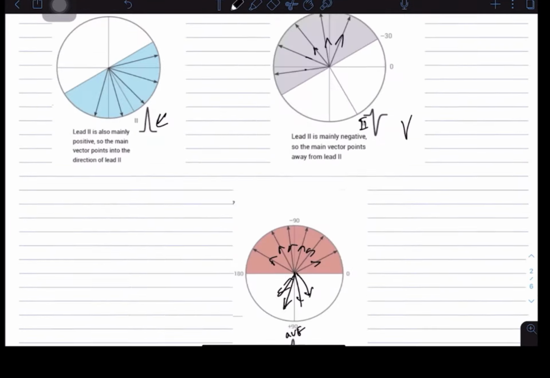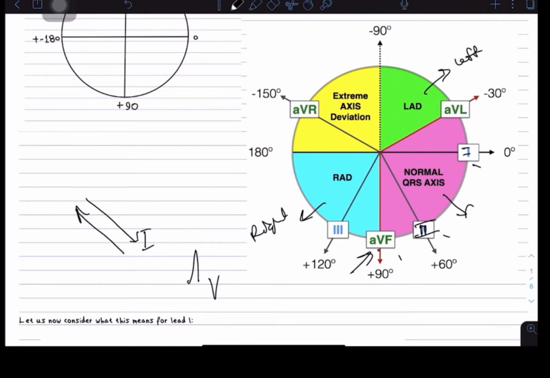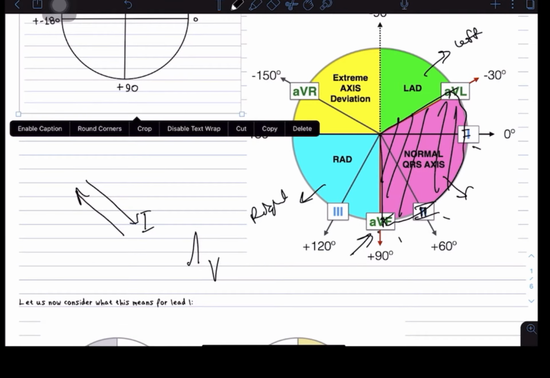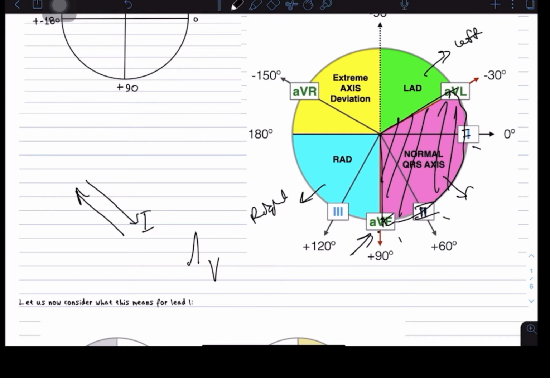And what is the normal axis? This particular area comes under the normal axis. If the vector, or the combination of the vectors of both lead 1 and lead 2, comes under this, it's considered to be the normal axis.